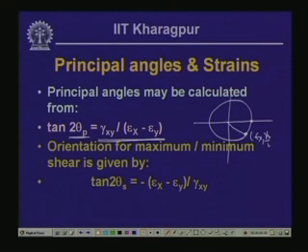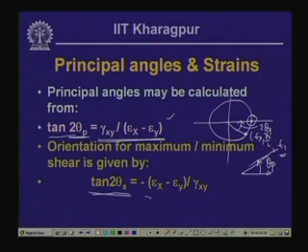Now, from this particular orientation, which is along the x direction, if we move anticlockwise by 2 theta p, we get the point of maximum strain. In the physical space, if we move anticlockwise by an angle of theta p, this gives the direction of the principal strain epsilon 1, and the expression for this angle theta p is tan 2 theta p equals gamma x y by epsilon x minus epsilon y. Consequently, we had seen that the expression for the angle for maximum shear strain is tan 2 theta s equals epsilon x minus epsilon y by gamma x y.